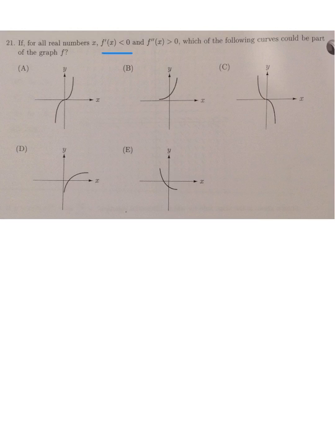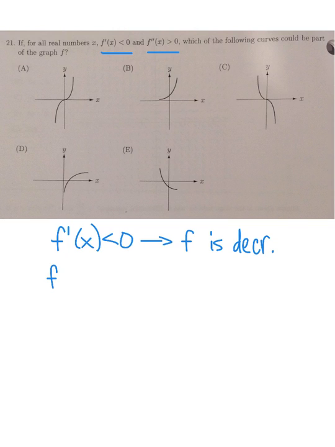Okay, for 21, the answer is E, as an excellent. Reason being, here it tells you the derivative is less than 0. And just remember, if the derivative is less than 0, that means that the function is decreasing. Okay, and then if you look at the next bit of information that they give you, they tell you that the second derivative is greater than 0. And what that means is the function is concave up.